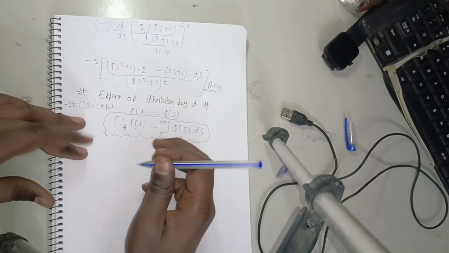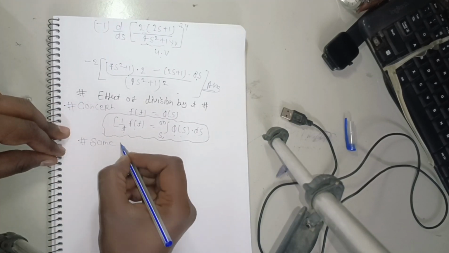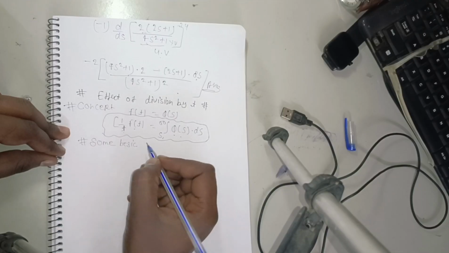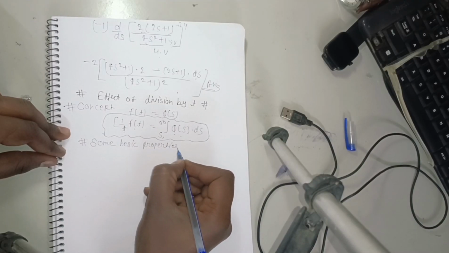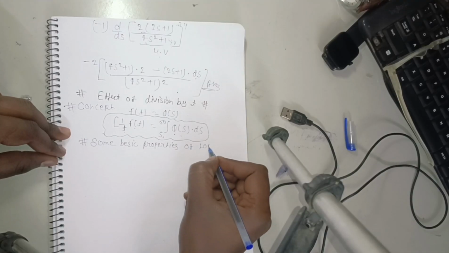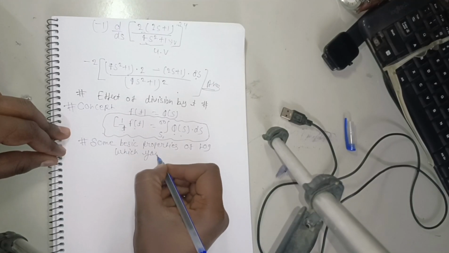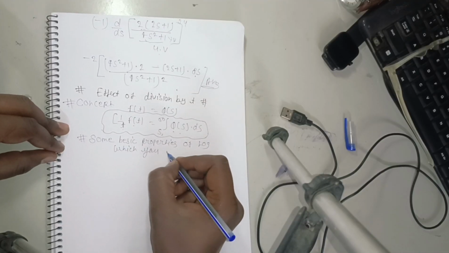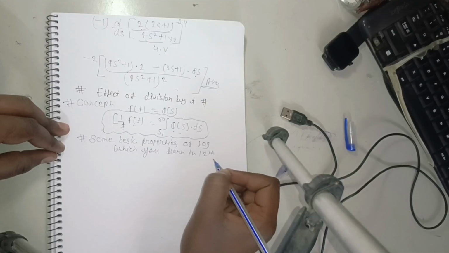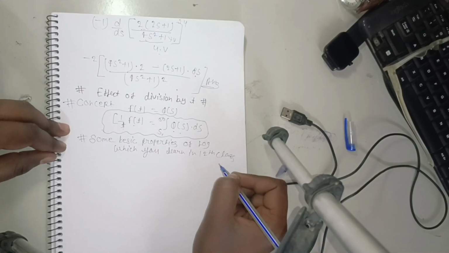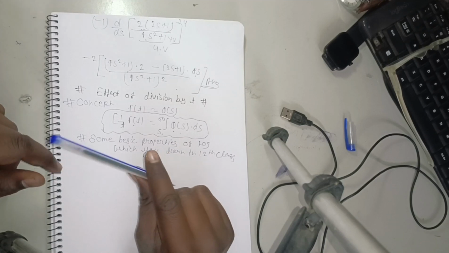Some basic properties of log are what we have to remember, which you have learned in 12th class. Basic properties like log a plus log b, log a minus log b, and all.